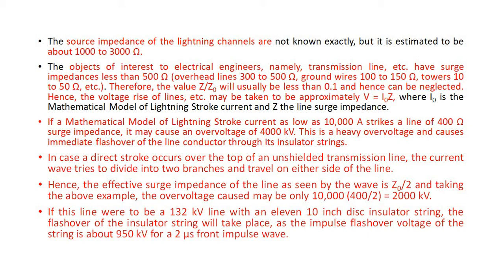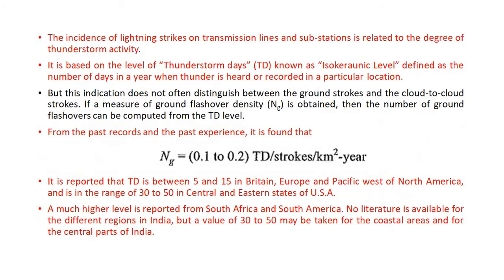If the line were to be a 132 kV line with an 11, 10-inch disc insulator string, the flashover of the insulator string will take place at an impulse flashover voltage of the string of about 950 kV for a 2 microsecond front impulse wave. The incidence of lightning strokes on transmission lines and substations is related to the degree of thunderstorm activity.